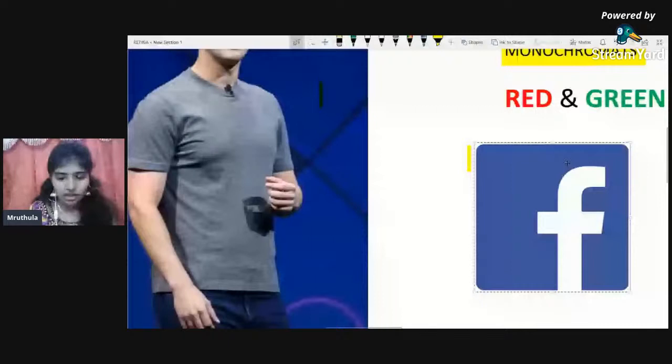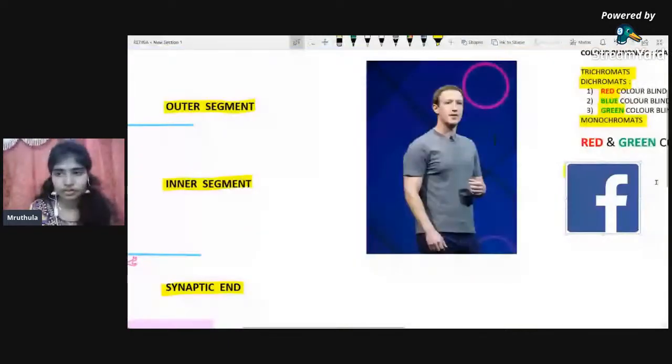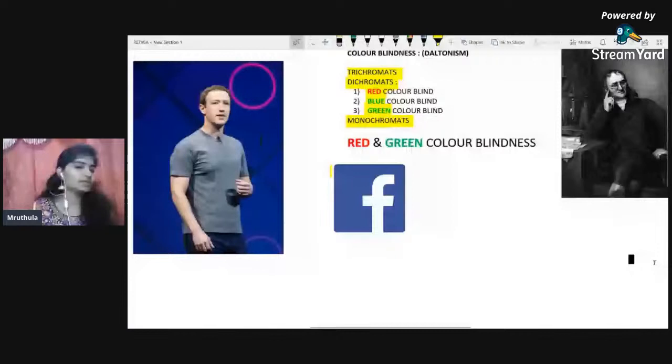Here you need to carry this one thing. Red-green color blindness is the most common color blindness in the world. So you can correlate it with this Facebook logo.